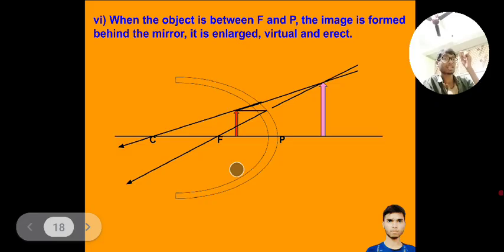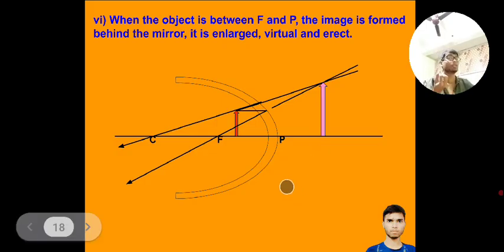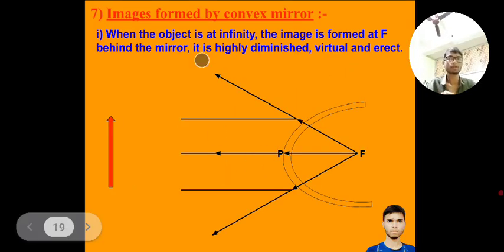So this is the first case that will happen. In this we are realizing that we are getting a virtual image rather than a real image. Here we are getting a virtual image because the object is between F and P. That's all. Whenever the object is between F and P, of course you will get a virtual image. Now it is done.